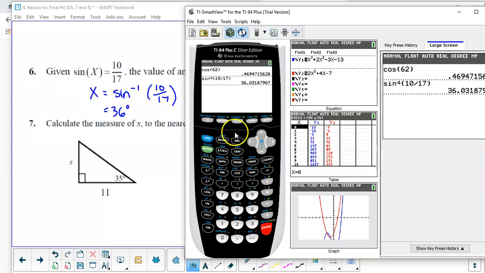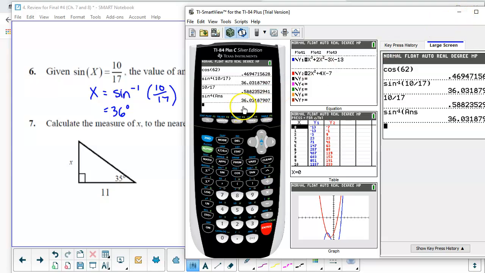If you don't have that symbol showing up, sine showing up, then you go 10 divided by 17 in your calculator. Then you press the second key and then the sine key on that, and it will calculate it for you. In my case, I have to enter it in there. Okay? If you get something other than 36, then your calculator's probably not in degree mode.